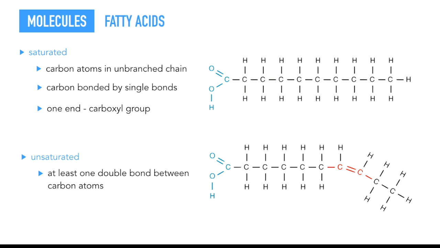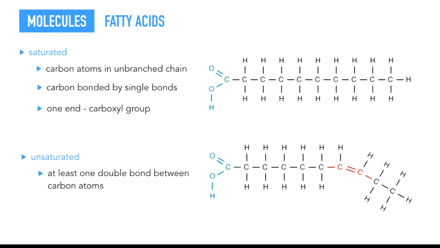Now let's talk about fatty acids. Fatty acids have carbon atoms in an unbranched chain, and in one end they have carboxyl groups, which is represented by the blue parts, and on the other end, carbon is bonded to 3 other hydrogen atoms and 1 carbon.